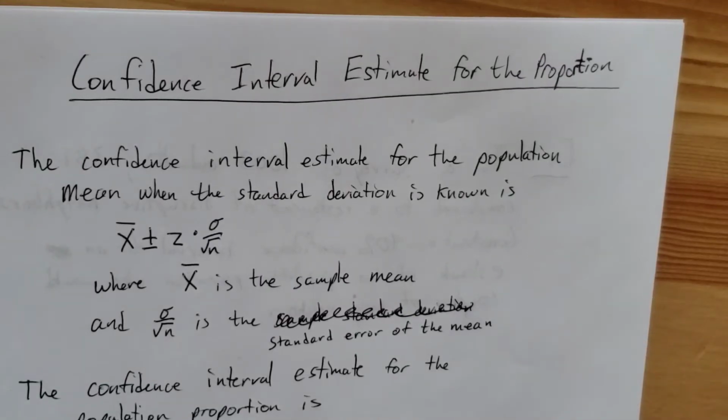In this video, we're going to cover the confidence interval estimate for the proportion. And this is very similar to the confidence interval estimate for the population mean. So we're going to do something very similar here.